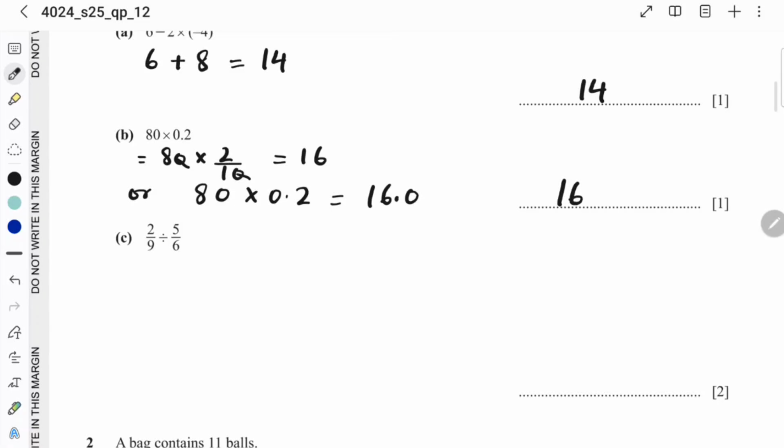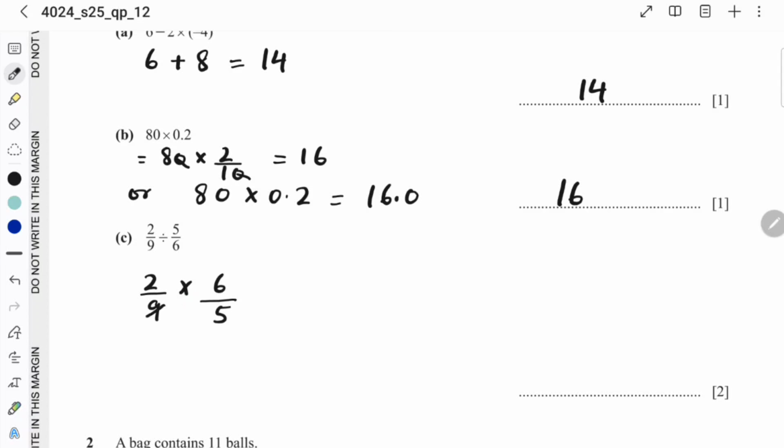So part C is 2 over 9 divided by 5 over 6. So for the division of fractions, what do we do? We change this division into multiplication and take the reciprocal of the fraction which is coming after the division sign. So 2 over 9 multiplied by 6 over 5. So we can cancel the numbers.